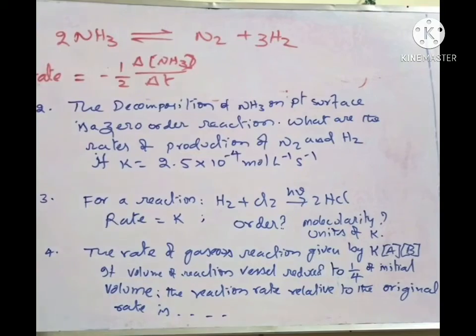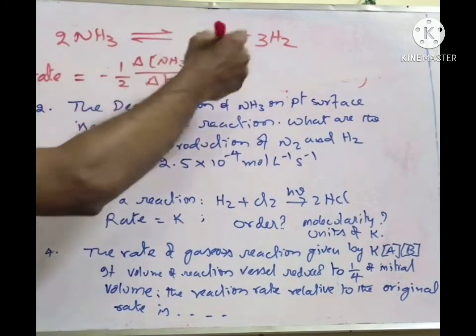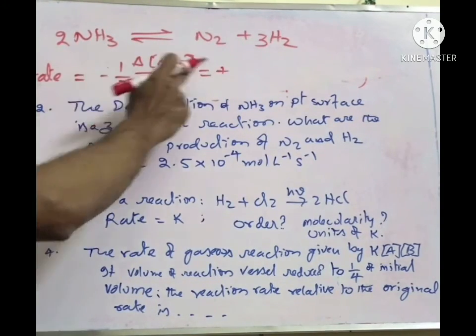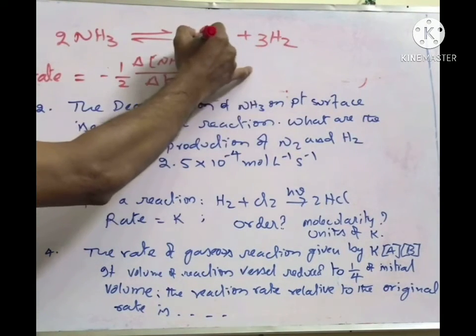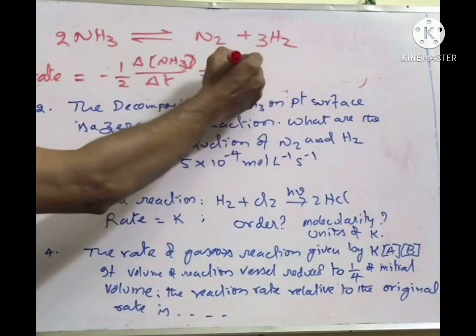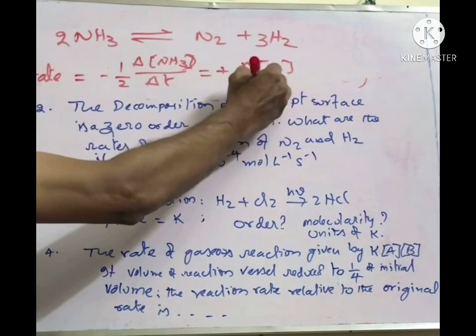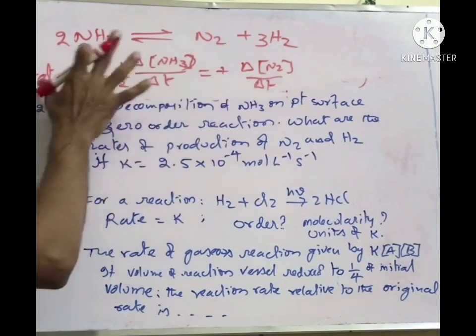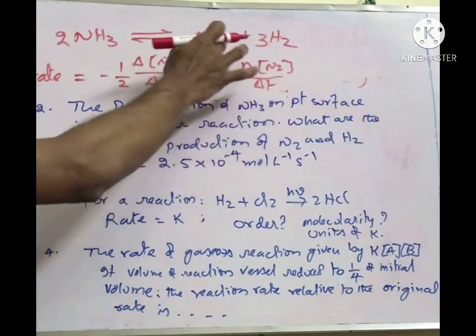This itself is the rate. Rate can also be represented with the production of nitrogen. All these are positive. Here the concentration decreases, so decrease is represented with a negative sign, and increase is represented with a positive sign. For the product N2, the coefficient is 1, so 1 over 1 delta N2 by delta t. This is also considered the rate. Rate with respect to ammonia we have written, and rate with respect to N2 we have written.